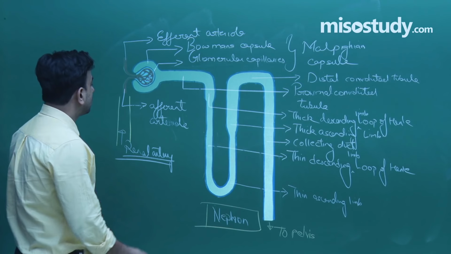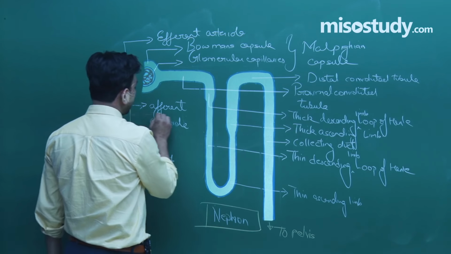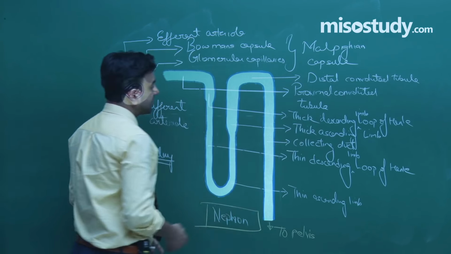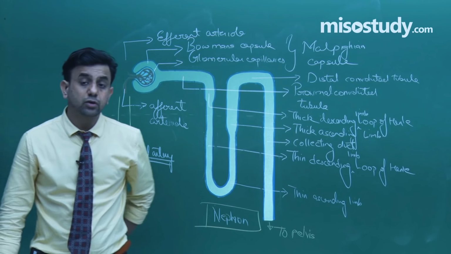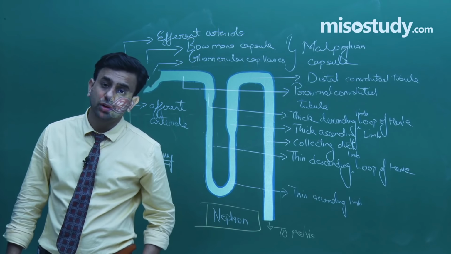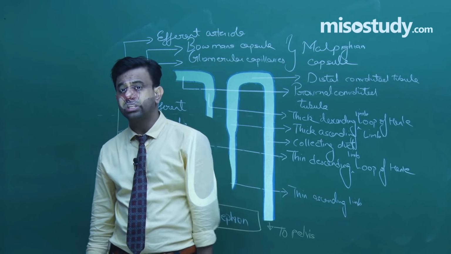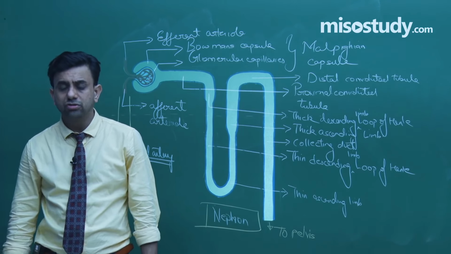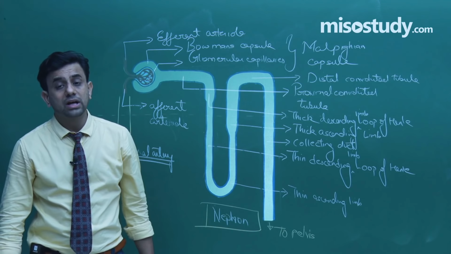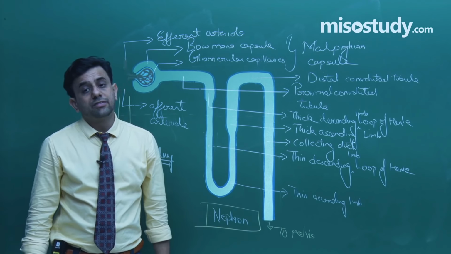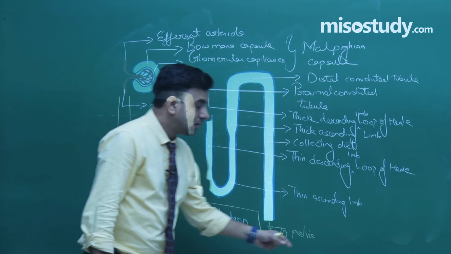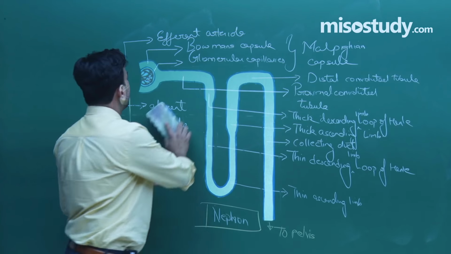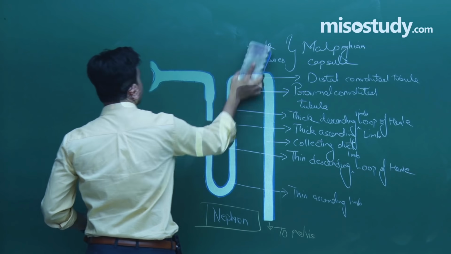The cortex is somewhere here till here. So this is the cortex part and this is the medulla part. Now, based on that, there are two types of nephrons. One is the cortical nephron. Those nephrons which are entirely in the cortex region are cortical nephrons, and those which extend into the medulla are called juxtamedullary nephrons. We will see other aspects of this.